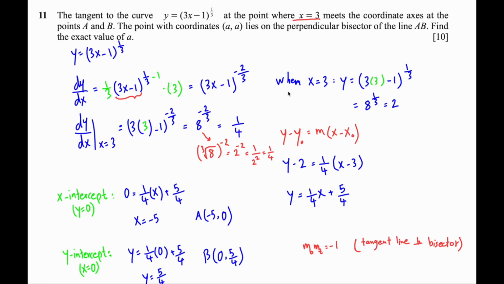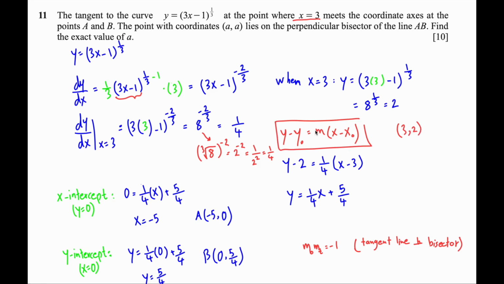And for knowing the point, I just have the x-coordinate of my tangent point. I need to find out the y-coordinate. So I have to make a substitution into the original equation of the curve. That helps me to find the corresponding y value, and that is 2. So therefore, this point is basically (3, 2).